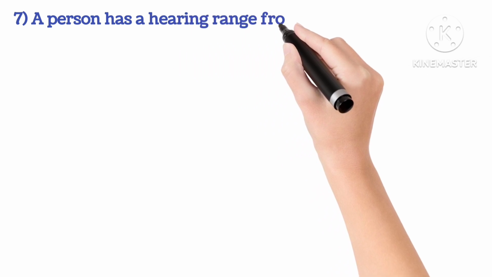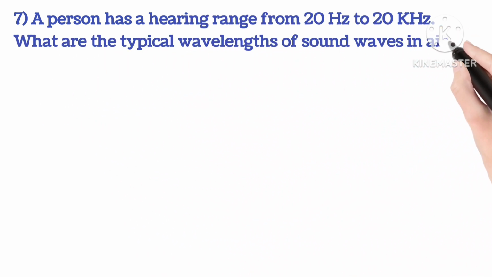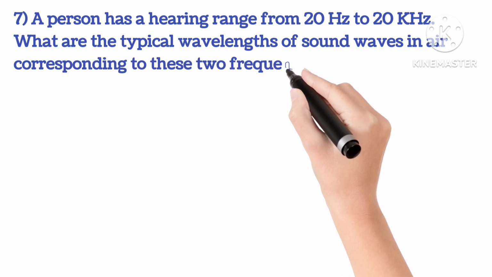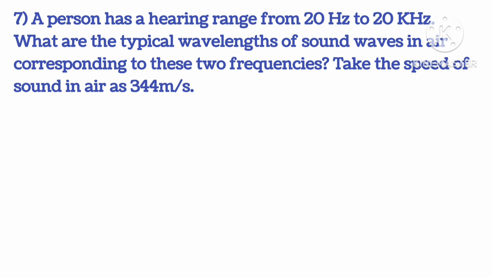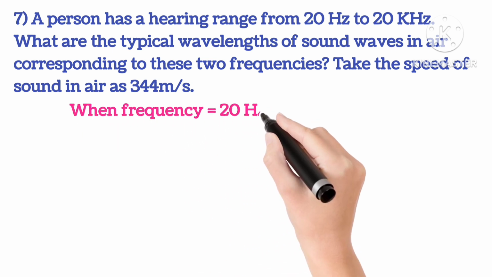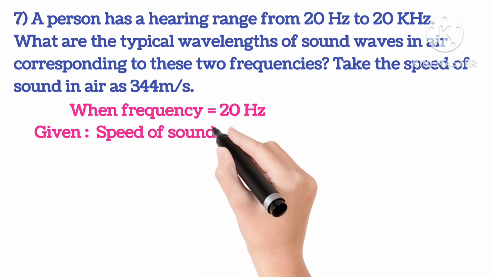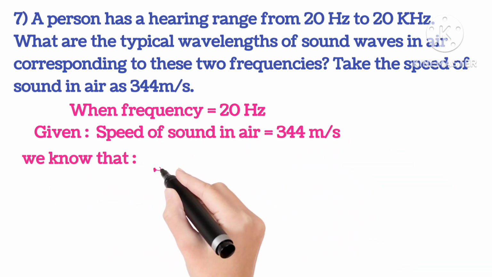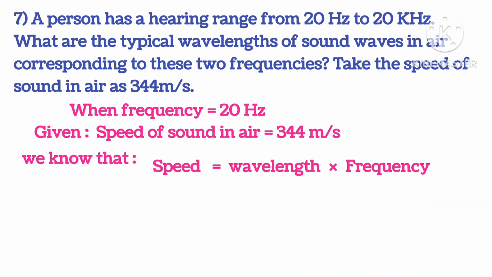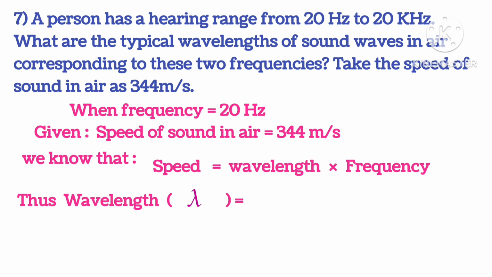Seventh, a person has a hearing range from 20 Hz to 20 kHz. What are the typical wavelengths of sound wave in air corresponding to these two frequencies? Take the speed of sound in air as 344 meters per second. So when the frequency is 20 Hz, given the speed of sound in air is 344 meters per second, we know that speed is equal to wavelength times frequency. So from here we can find the wavelength, which will be speed upon frequency.